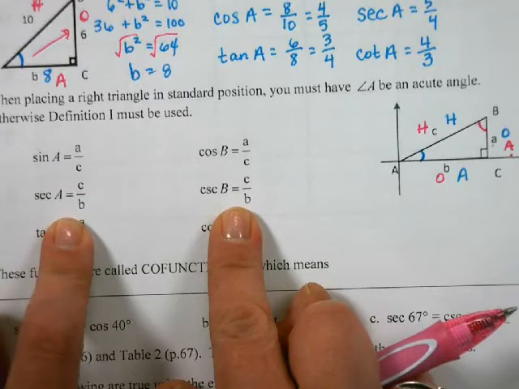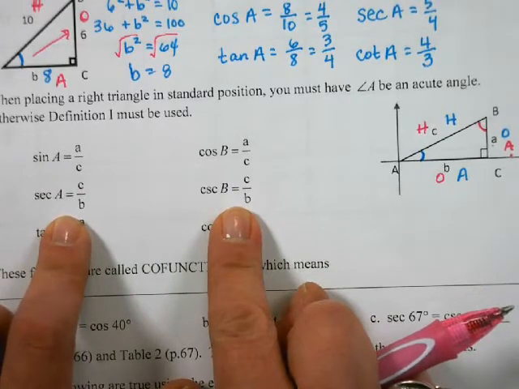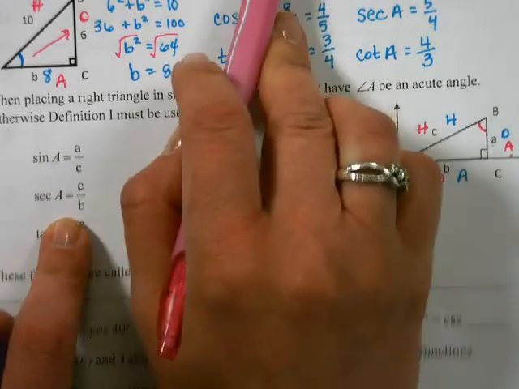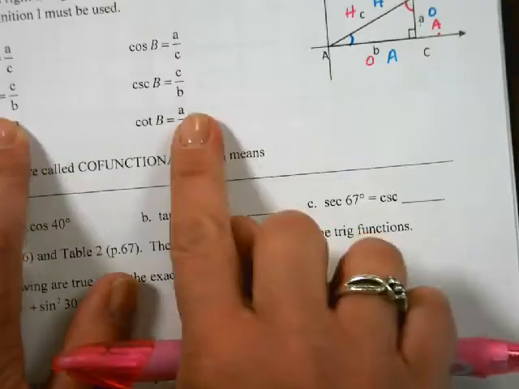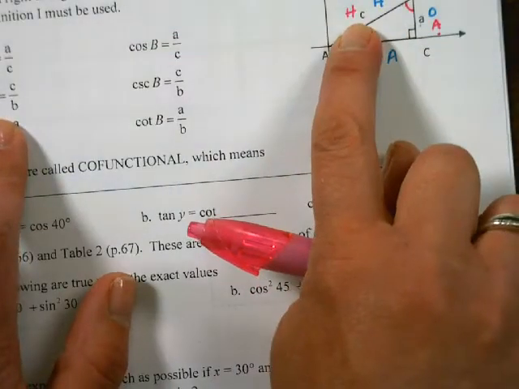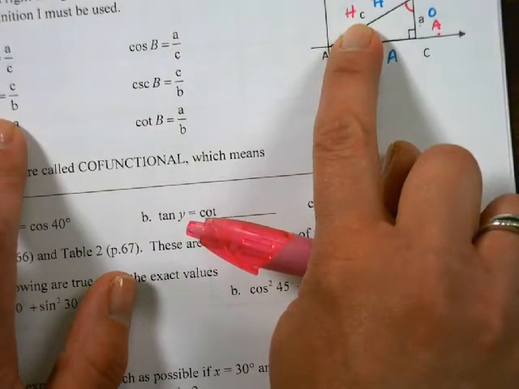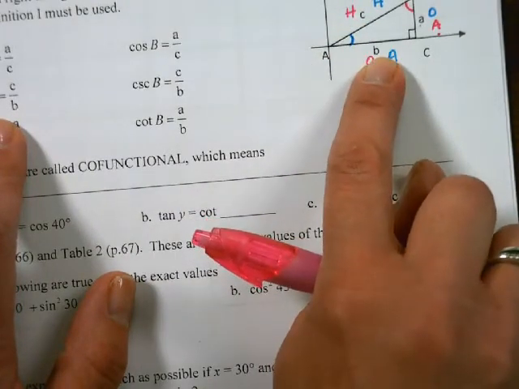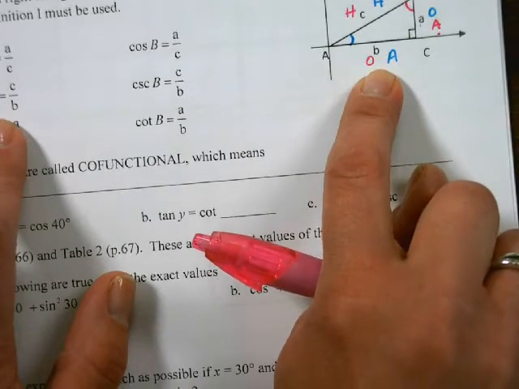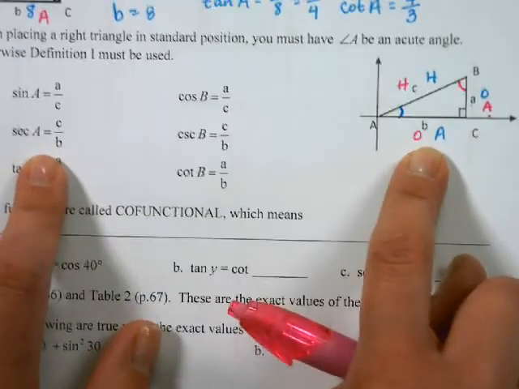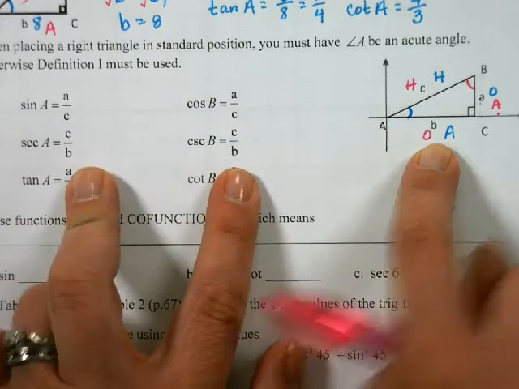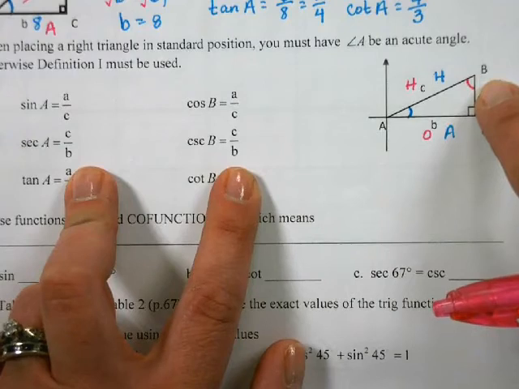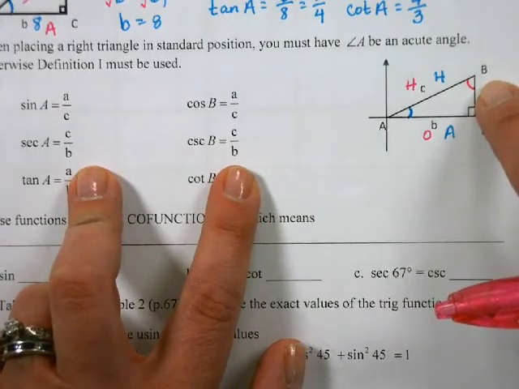Okay, so let's look at secant. Secant we decided was, up here at the top, hypotenuse over adjacent. So secant is the hypotenuse, C, over the adjacent if I'm at angle A. So this would be C over B. Whoa, you can't see that, I'm sorry. To get that same ratio, C over B, at angle B, I have to switch to cosecant.